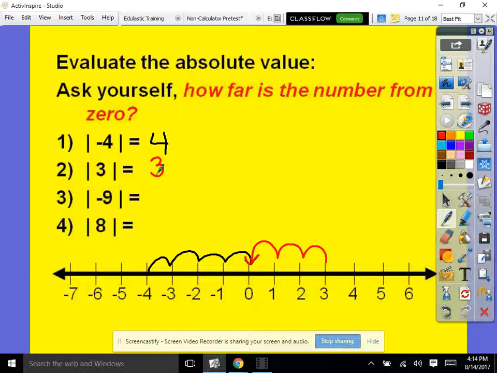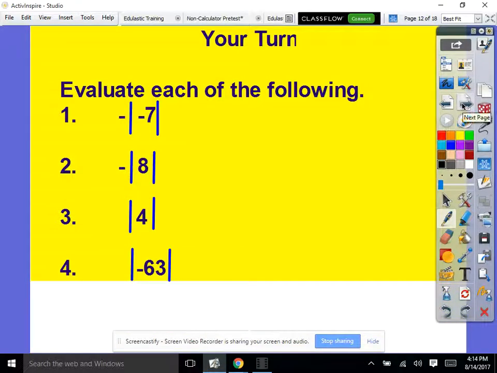So -9 would be 9 units away from 0, and 8 would be 8 units away from 0. Now I want you to look at your answers and consider what's a good rule to be able to find absolute value more quickly without having to count it out on the number line? We'll talk about that tomorrow. Here are the your turns for you to complete, and we'll discuss those tomorrow as well.